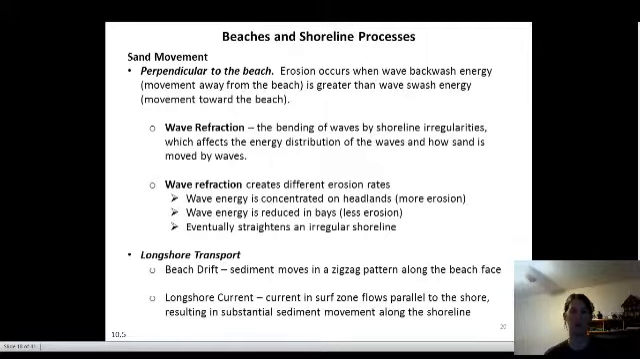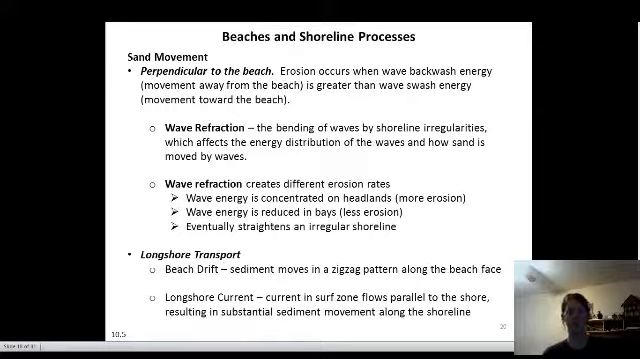So you can get wave energy concentrated on headlands, so it increases erosion. Or you can have the wave energy as the wave goes into a bay. So as it goes into a bay, it actually loses energy because you're going from a narrow opening to a wide opening again. You get less erosion. And then it eventually straightens out into a regular shoreline based on this change in distribution of high energy and low energy areas.